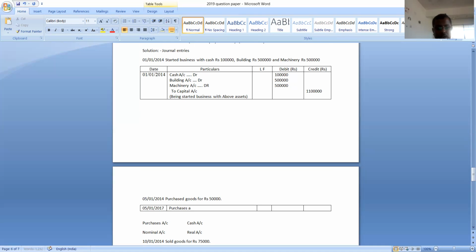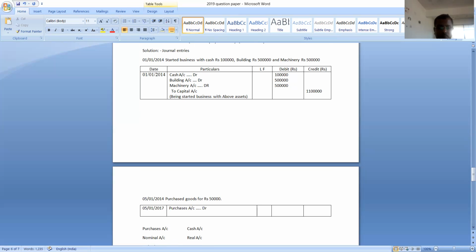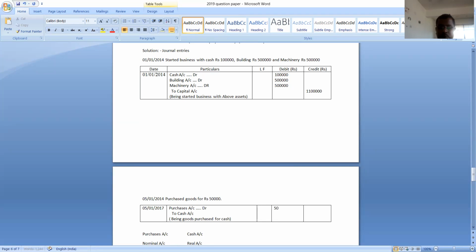So which account should be debited? Purchases account should be debited. So purchases account debit. To which account? To cash account. What is the narration? Narration is: being goods purchased for cash. Okay. So what is the amount of the transaction? It is 50,000 rupees. Understood? Okay.